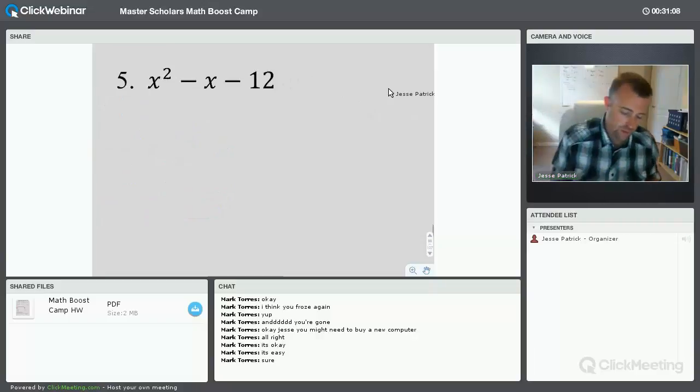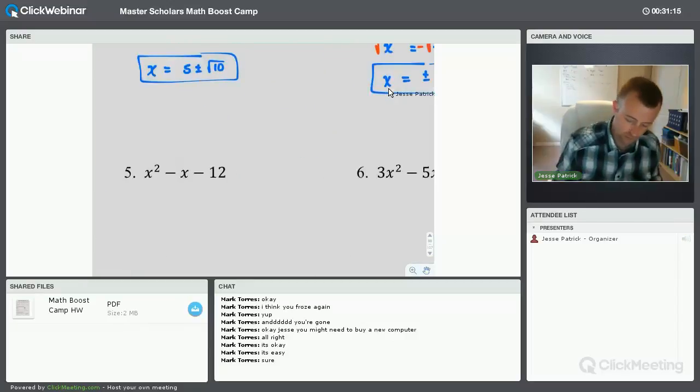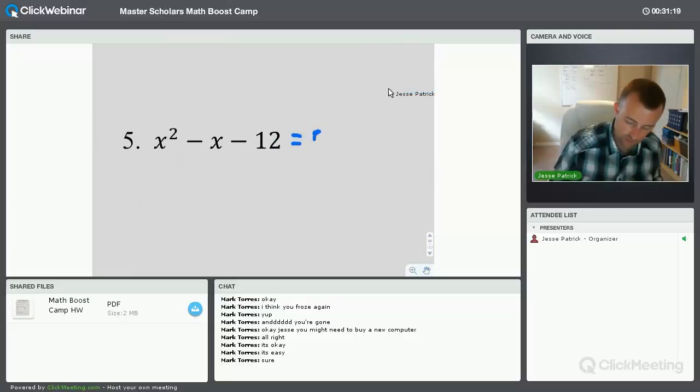Number 5, this one is saying find the solutions. This one I probably should have set equal to 0. You'll notice all the others are set equal to 0. That's just a typo on my part. That's all it is. So this one is just a simple factoring one.